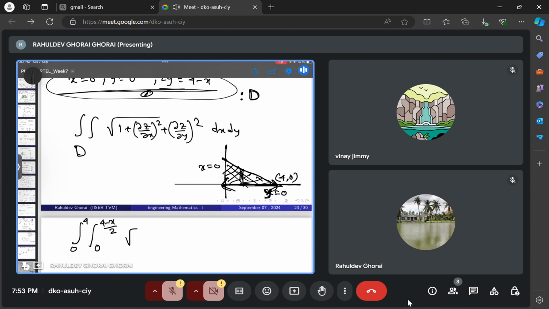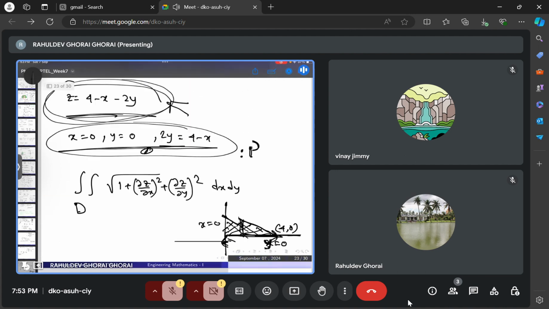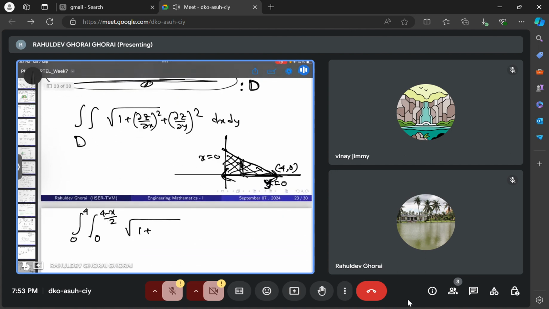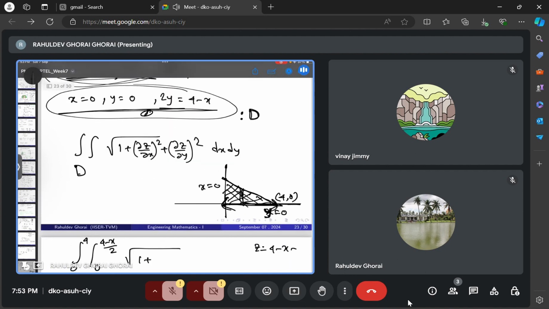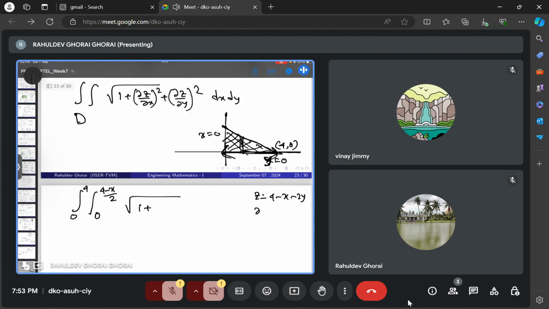Do you understand? Then integration over 1 plus del z by del x. What will be del z by del x? z is equal to 4 minus x minus 2y, right? So del z by del x will be minus 1, del z by del y will be minus 2. So 1 plus del z by del x whole square means minus 1 whole square plus minus 2 whole square.